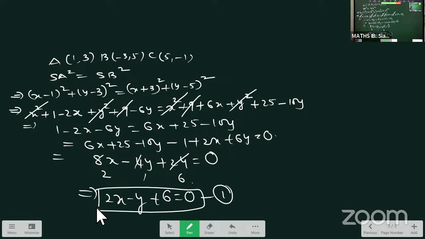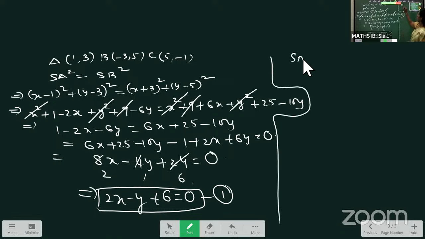SA square is equal to SP square. Similarly, we can go for SC square is equal to SA square also. What is SA? SA is already there with you. That is x minus 1 whole square plus y minus 3 whole square. Then SC square. How can you find out SC square?